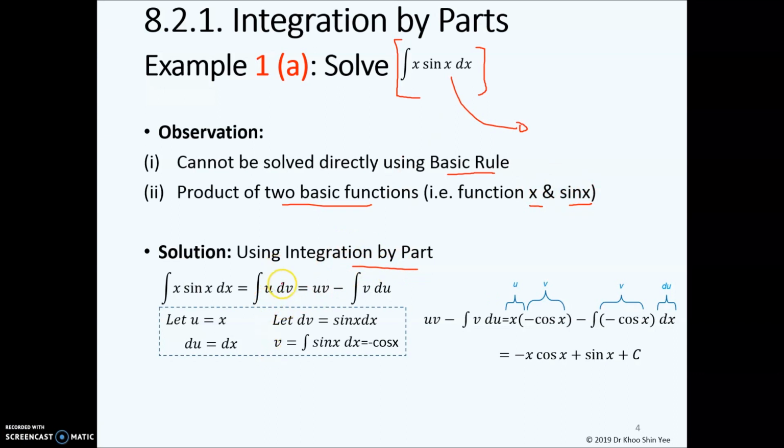For integration by parts, you have to choose u and dv, where the integral of u dv equals uv minus the integral of v du. In this case, let's say we choose u equal to x, and then the rest, sin x dx, is equal to dv. With u equal to x, you get du equal to dx here, and if you integrate sin x, you get negative cos x. So we can substitute this information inside the formula. So your u, v is this part, then minus the integral of v du, and don't forget the integration.